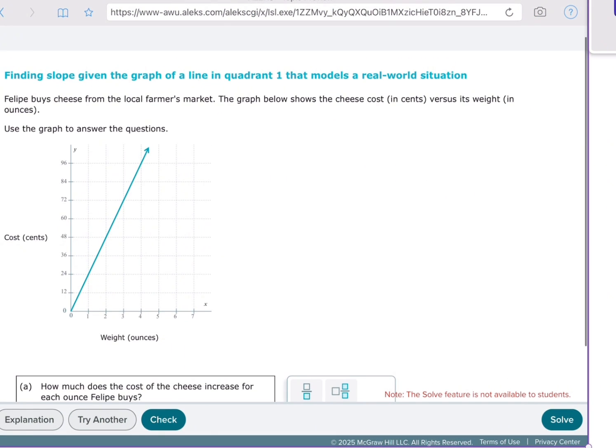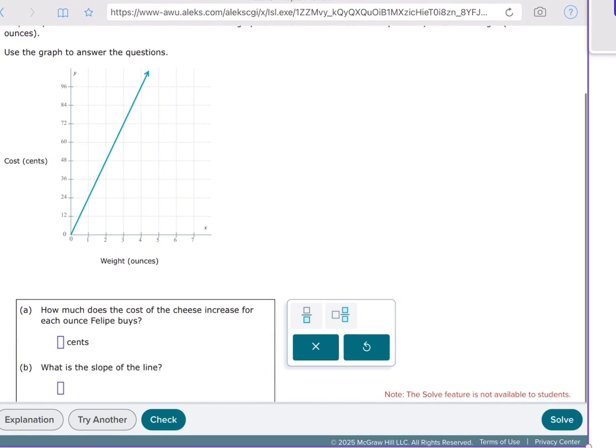Okay, so Felipe buys cheese. We're back to cheese. And then the graph below shows the cheese cost in cents. So do the same thing. I'm going to allow you to pause the video and try it yourself, whatever problem you're on. And then we get 24 because we look at that crosshair. And then the slope is also 24.